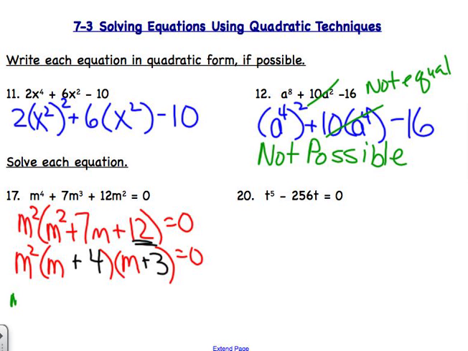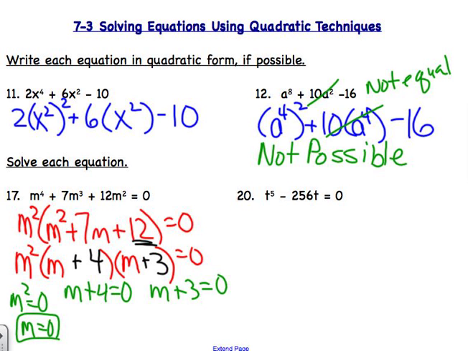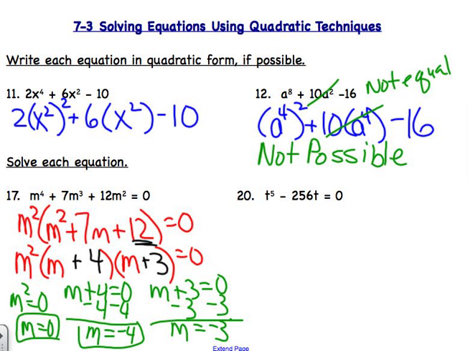Set each of the factors equal to 0 and solve. The first one gives us m equals 0. That's one of our answers. Subtract 4 from both sides and you get m equaling negative 4. That is one of our answers. The last one, subtract 3 and you get m equals negative 3. And you are done with number 17.